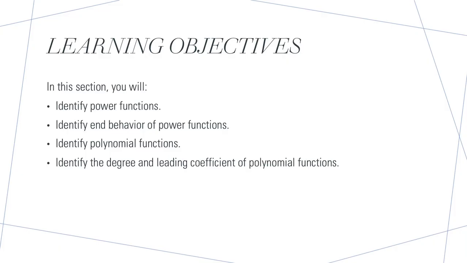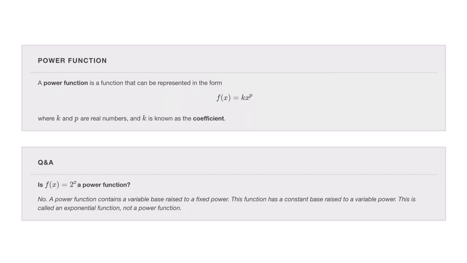Let's take a look at it. A few learning objectives here. In this section, you will identify power functions, identify end behavior of power functions, identify polynomial functions, identify the degree and leading coefficient of polynomial functions. A power function is a function that can be represented in the form f of x equals kx to the power of p, where k and p are real numbers, and k is also known as the coefficient.